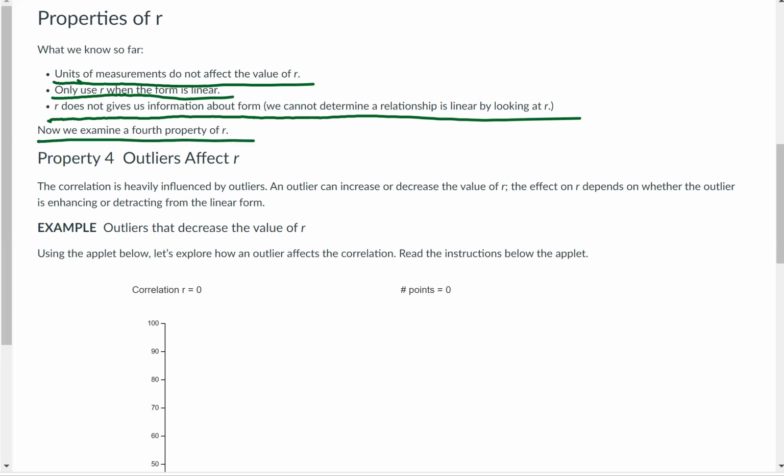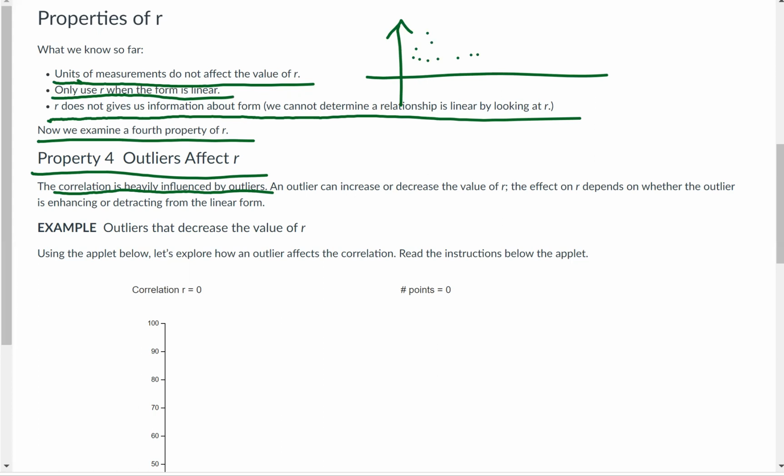Now we examine a 4th property of r. Outliers affect r. The correlation is heavily influenced by outliers, kind of like the mean of data. Remember, if we had a bunch of data, I think we saw examples where a lot of it lined up. This is not a scatter plot anymore. This is now a dot plot, where I have a bunch of values here, I have a bunch of values here, and then maybe a few off over here. The mean is not affected by those outliers that are way off over there. Or sorry, I should say the median is not affected.